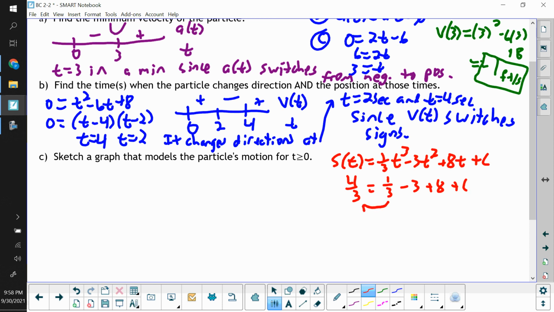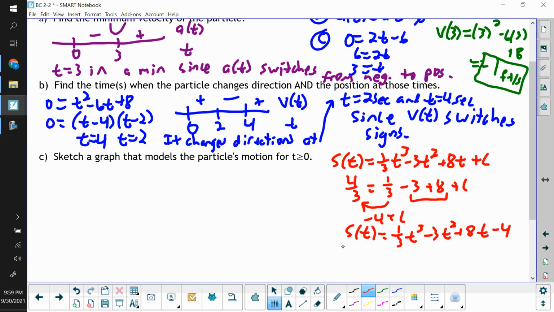Subtracting the 1/3 over is going to give me 1. These will give me 5. So when I subtract the 5 from 1, I'll get negative 4 for c. So that means our position function is just 1/3 t cubed minus 3t squared plus 8t minus 4.